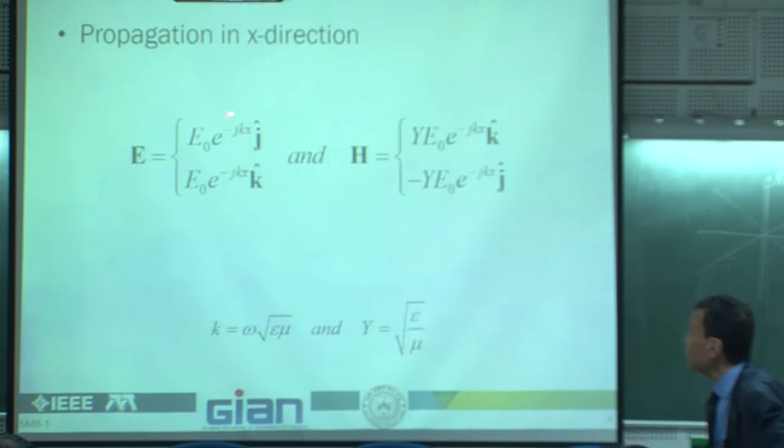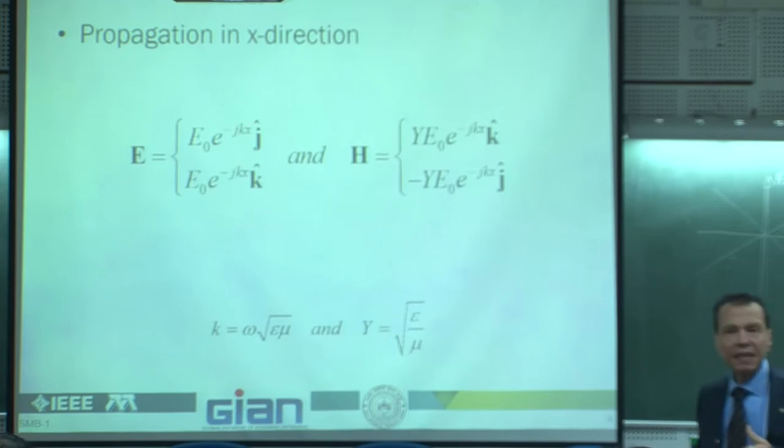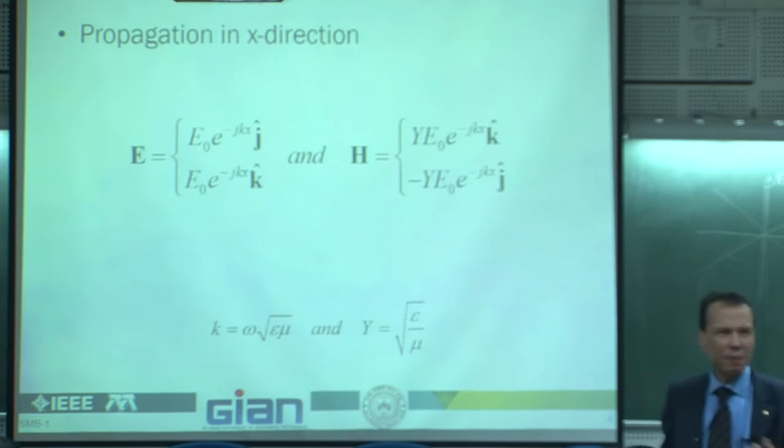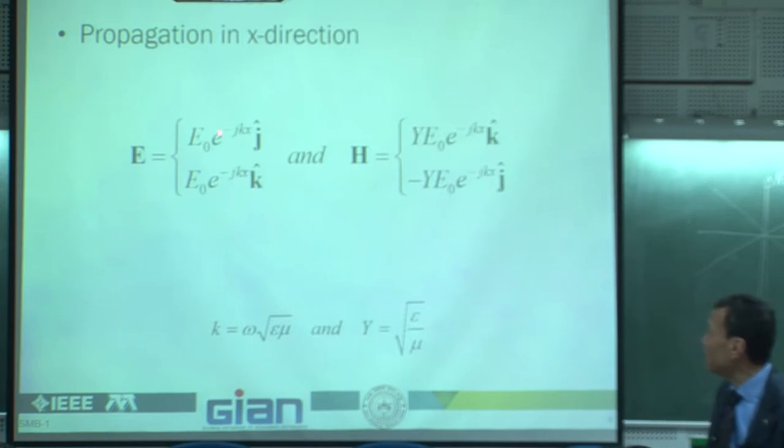This is called the propagation constant, or wave number. Like I told you yesterday, it plays the same role as a frequency with respect to time. So this is the spatial frequency, the frequency of coordinate x. Because for time you have omega times t, here you have k times x. So this is the wave number.